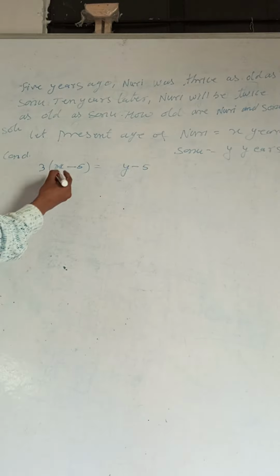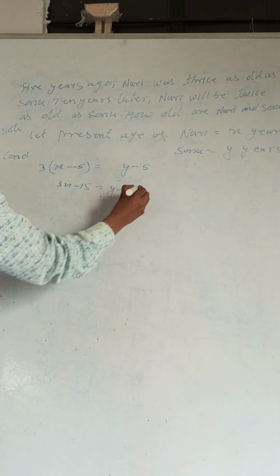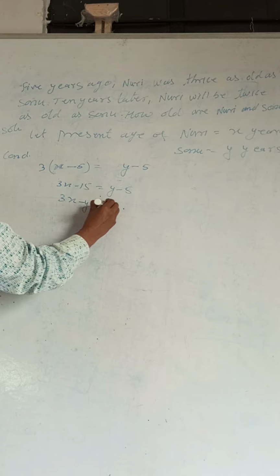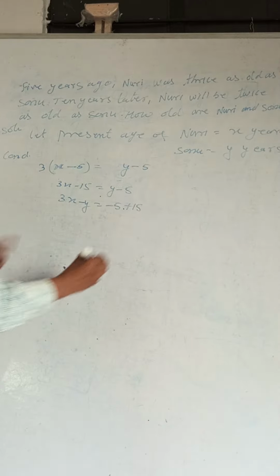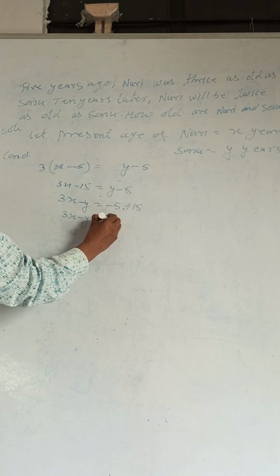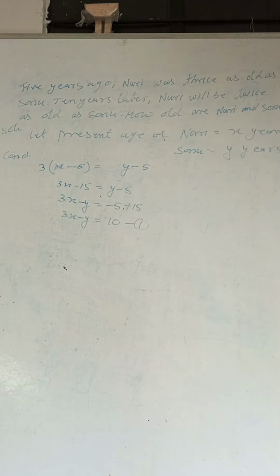So I can write it like this: 3 into x, 3x minus 15 is equal to y minus 5. Condition number 1 we are going. So here 3x minus y is equal to minus 5 plus 15. This number will go that side. Then it will become 3x minus y is equal to 10. Equation number 1. We got one equation, that is 3x minus y is equal to 10.